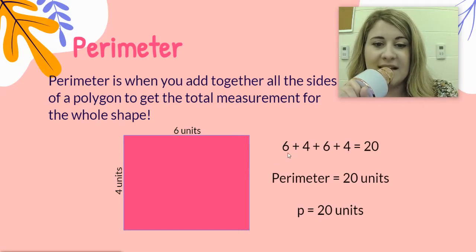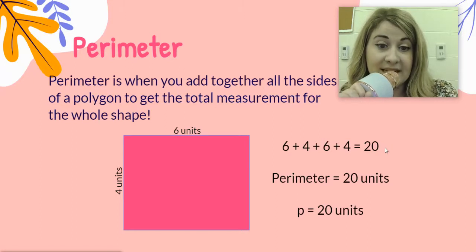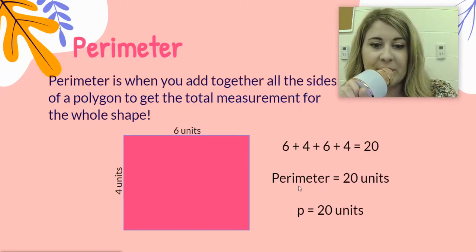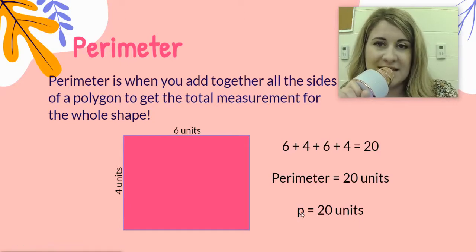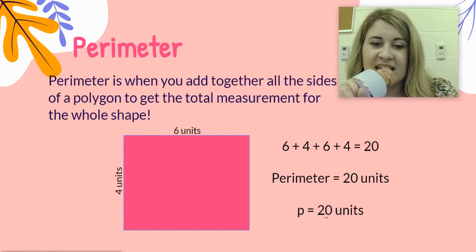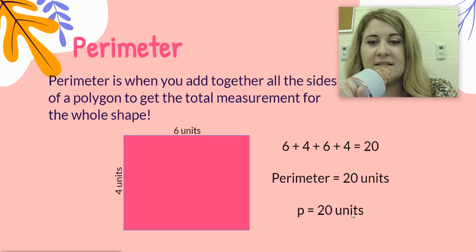So I would add up the sides 6 plus 4 plus 6 plus 4, which gives me 20. The perimeter equals 20 units. And if you wanted to shorten the word perimeter, you can just put a P there to stand for perimeter. So I would just put P equals 20 units because that is how much the perimeter is around this entire shape. The length of it is 20 units.